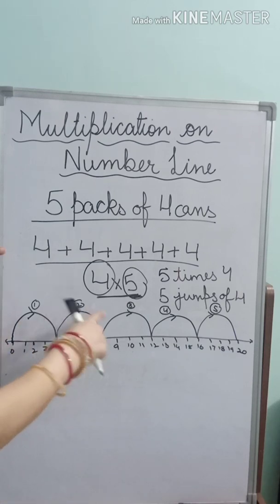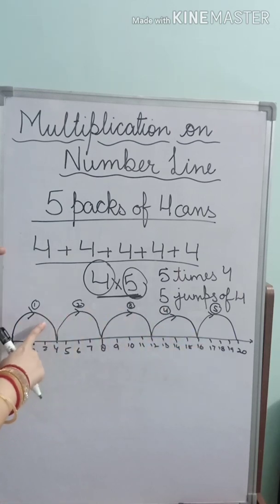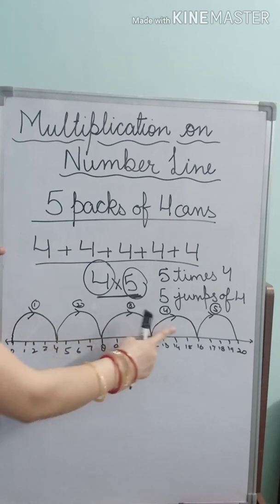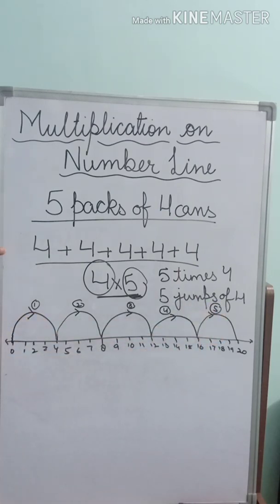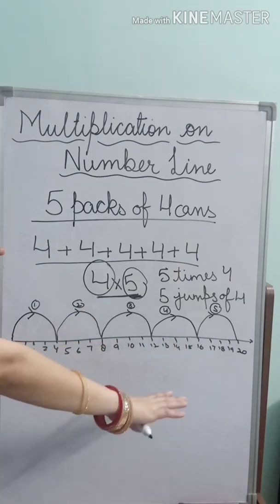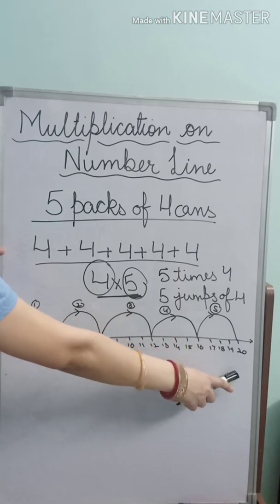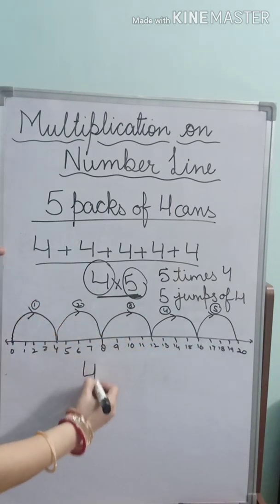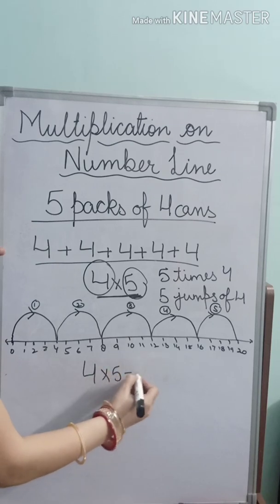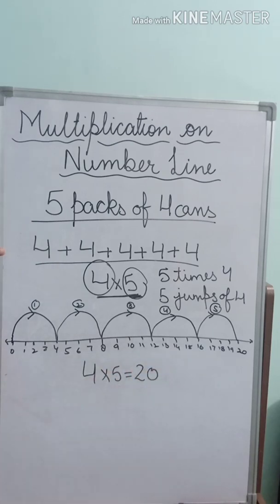So 5 jumps of 4. As you can see, I have taken 5 jumps. 1, 2, 3, 4 and 5. Right? So after taking 5 jumps of 4, I come to 20. So the answer is 20. That means 4 multiplied by 5 is equal to 20. So this is how you can multiply using a number line.